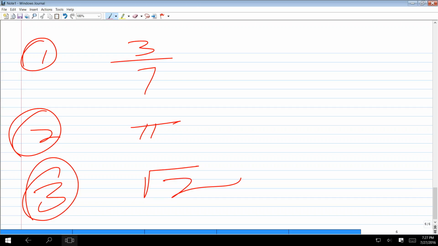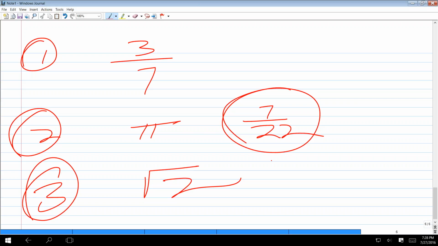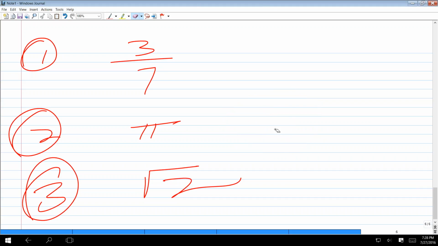No, there is no fraction that represents pi. I can come close. I can do this. That's close, but it's not pi. So there is no fraction that I can write, no matter how many places, that represents pi. How about square root of 2? No. That's equal to like 1.41, but then it does not repeat.